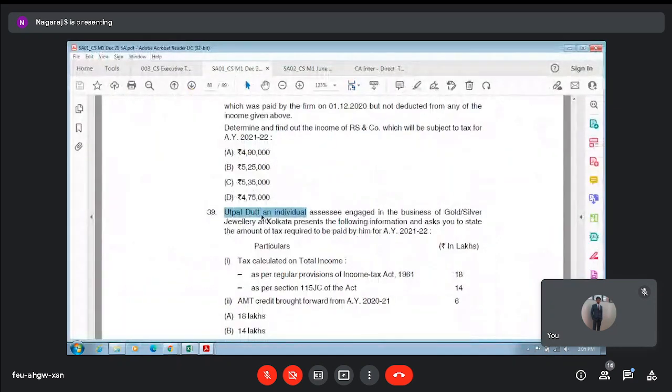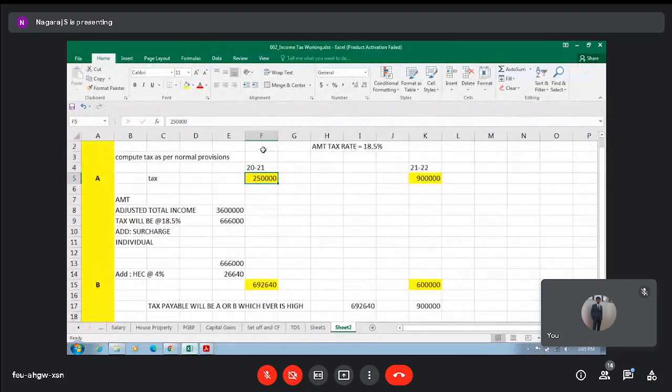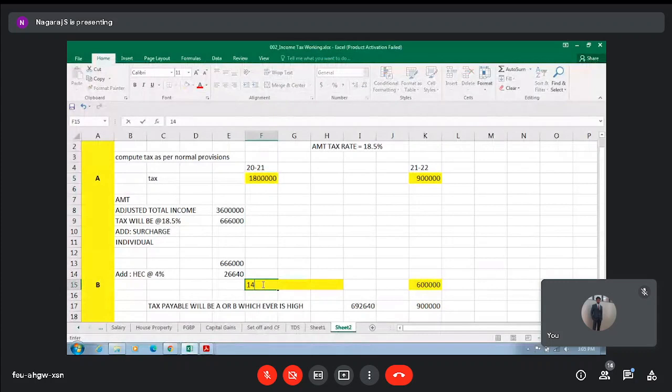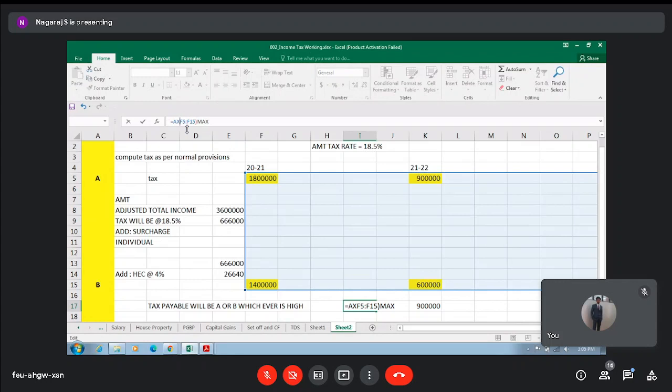See, normal provision tax is 18 lakhs. If you come to this normal provision tax, how much have they given? 18 lakhs. As per 115JC AMT, how much? 14 lakhs. How much tax do you need to pay out of these two? 18. Why 18? Whichever is higher. So we will pay 18 lakhs tax.